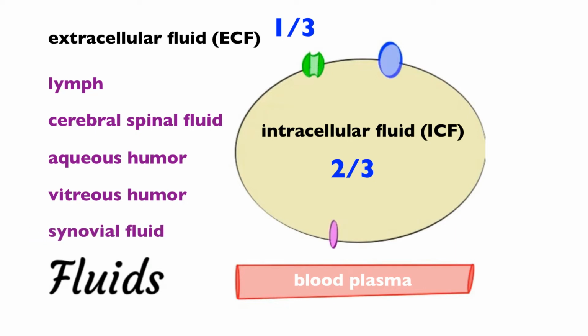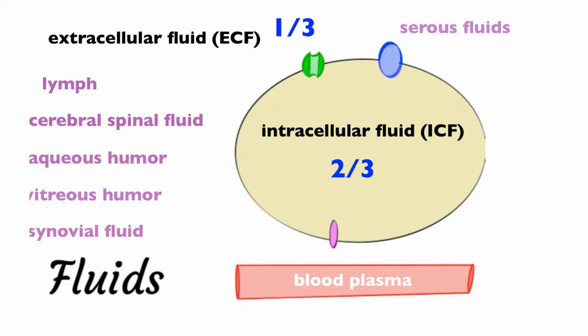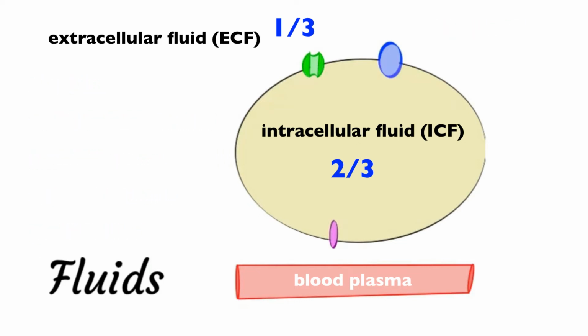We have fluid that surrounds many of the major organs in our body. For example, pericardial fluid, which is a type of serous fluid that helps protect and lubricate the movement of the heart, is part of the extracellular fluid. Another serous fluid known as pleural fluid that surrounds the lungs is extracellular fluid. So any fluid that is not confined within cells is extracellular fluid. Extracellular fluid makes up 1/3 of the fluid of our body. Intracellular fluid makes up 2/3.